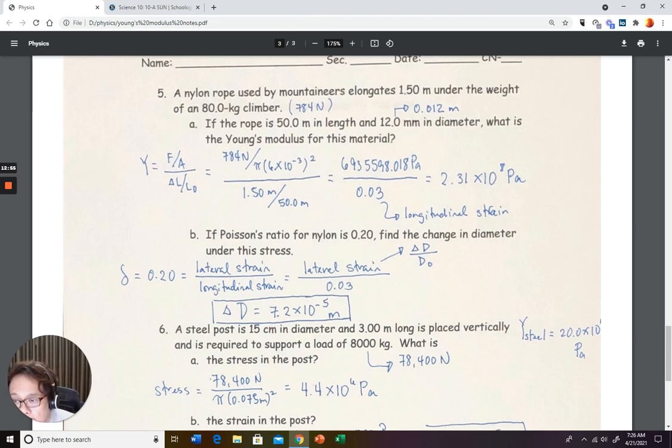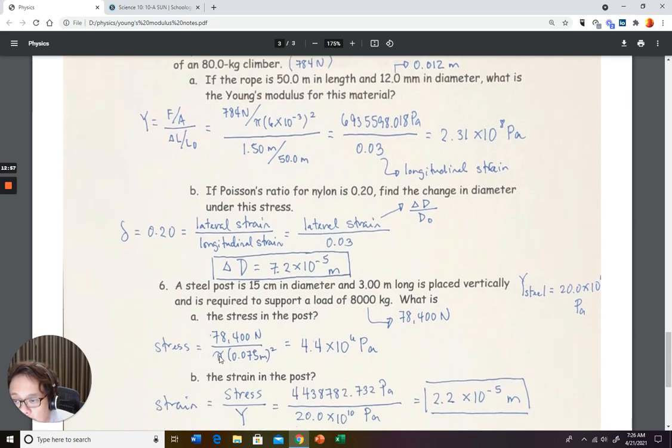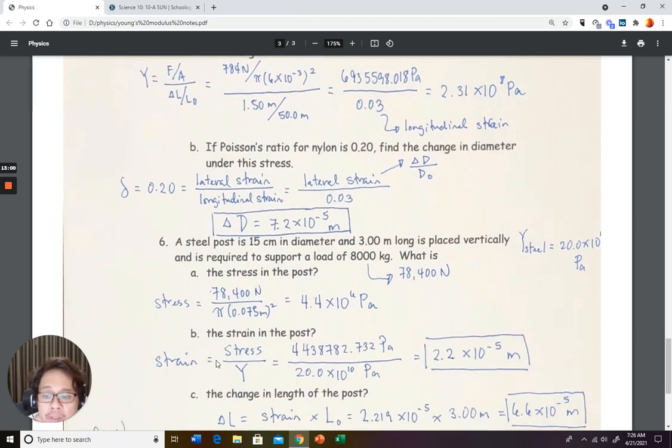Number 6, a steel post is 15 centimeters in diameter and 3.00 meters long. It is placed vertically and is required to support a load of 8,000 kilograms. So itong 8,000, we are going to convert that to newtons. You get 78,400 newtons. You are asked, what is the stress in the post? In this post, stress is F divided by area. So pi is 3.14. We calculate, you get 4.4 times 10 raised to the 6 Pascal.